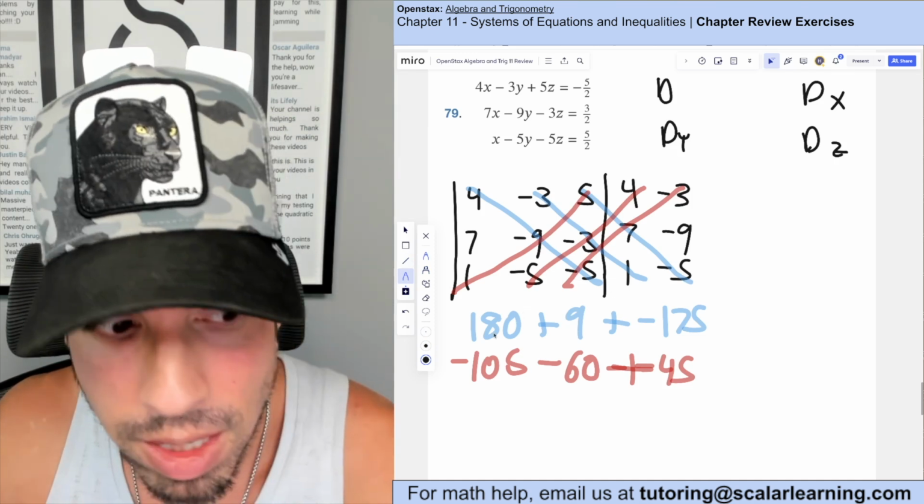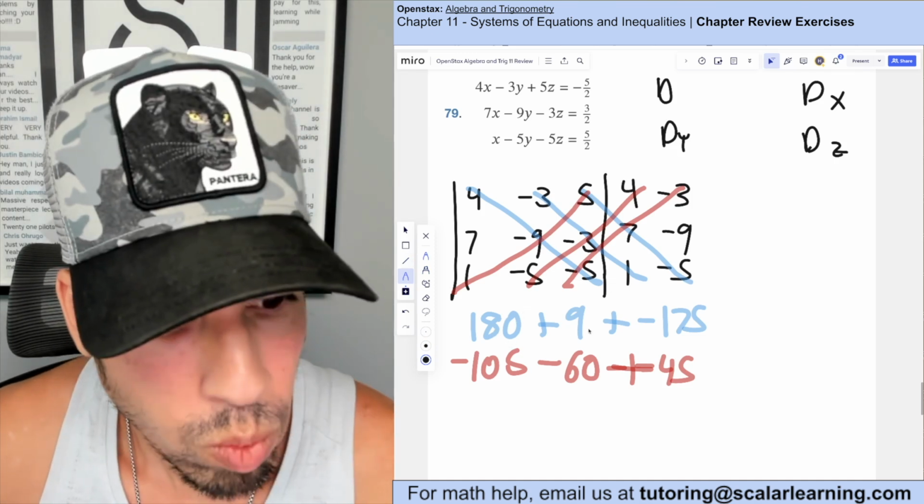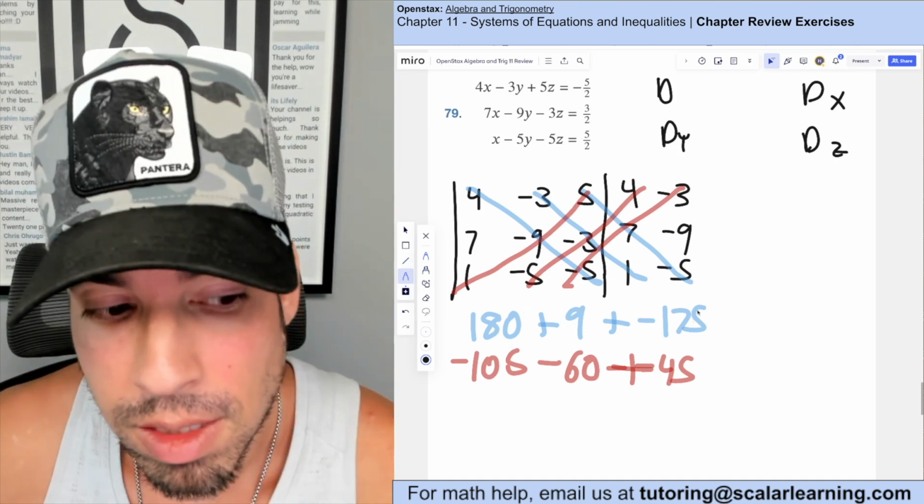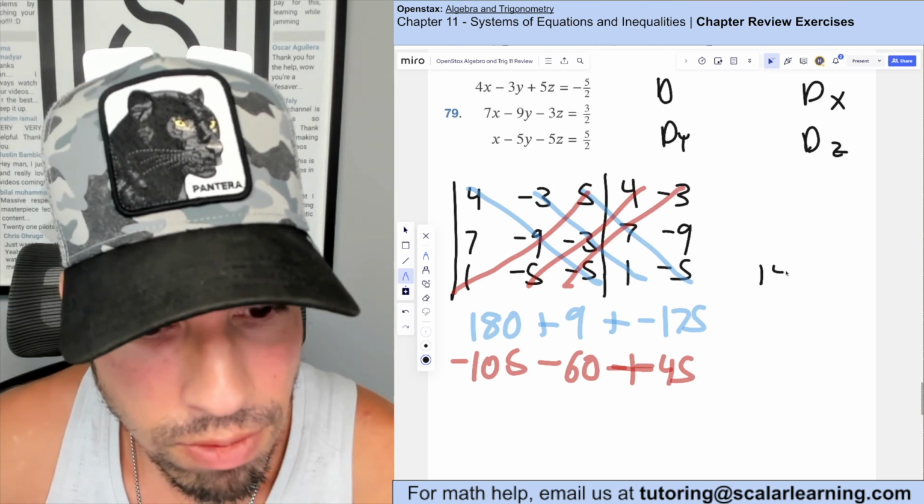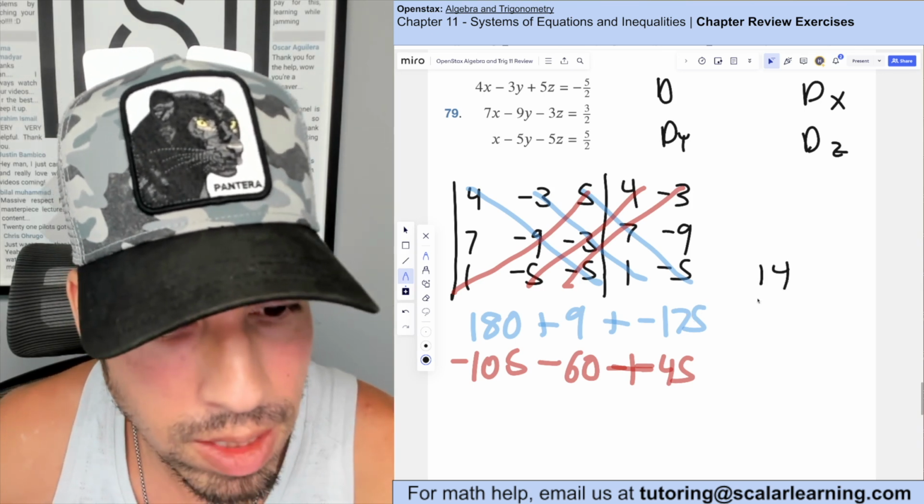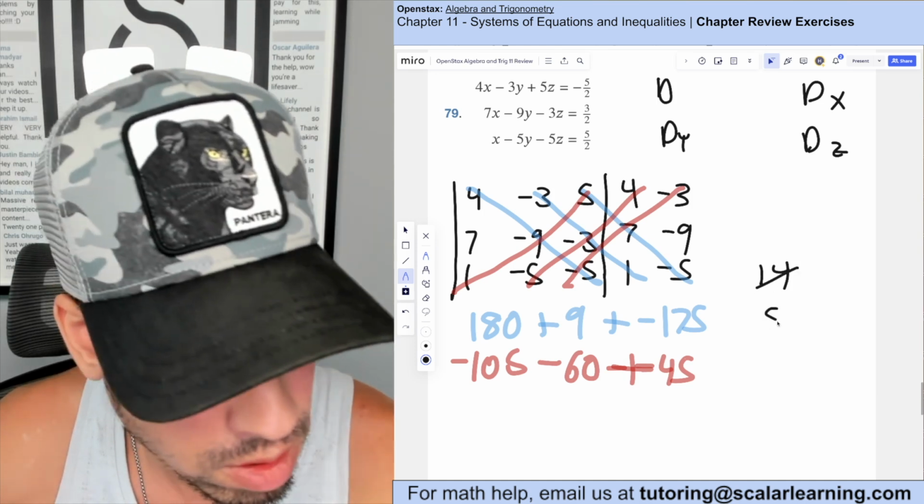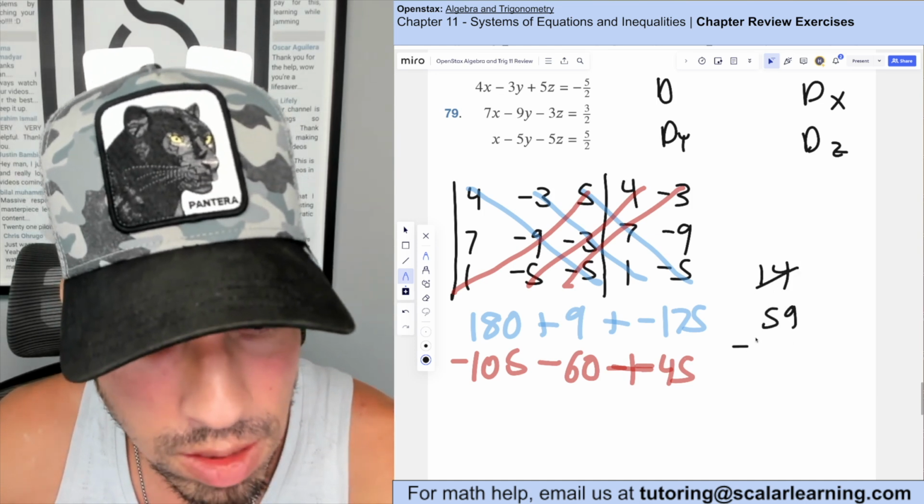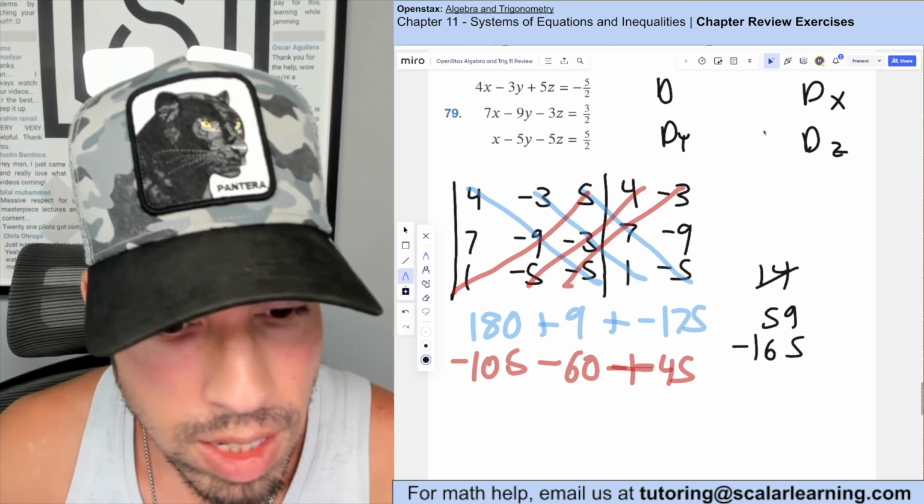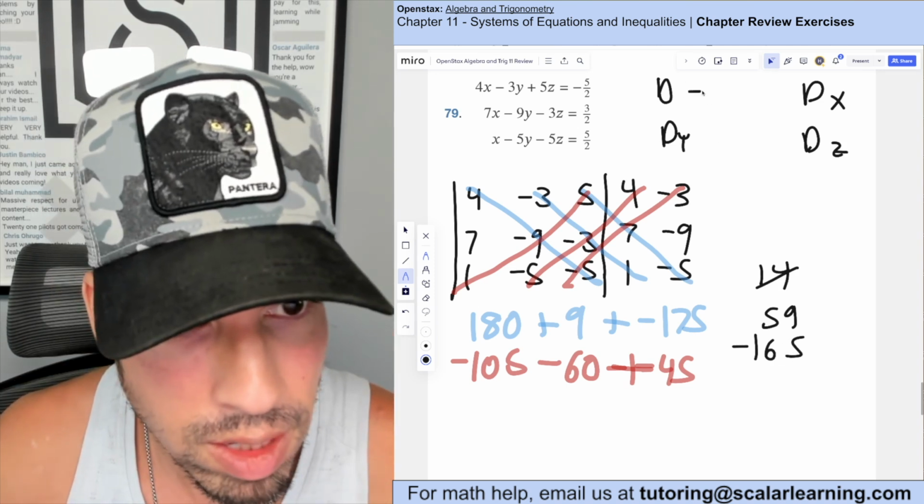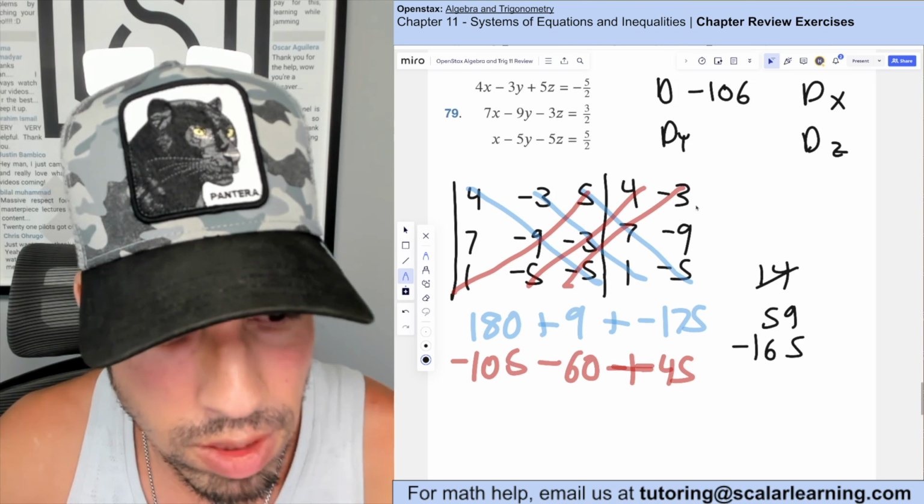And now we can combine everything for D. We got 189 minus 175 is 14. And then we minus 165 plus 45. First, let's add 45. That's going to give us 59. And then we're minusing 165. That's going to give us a value of negative 106 for the main determinant.